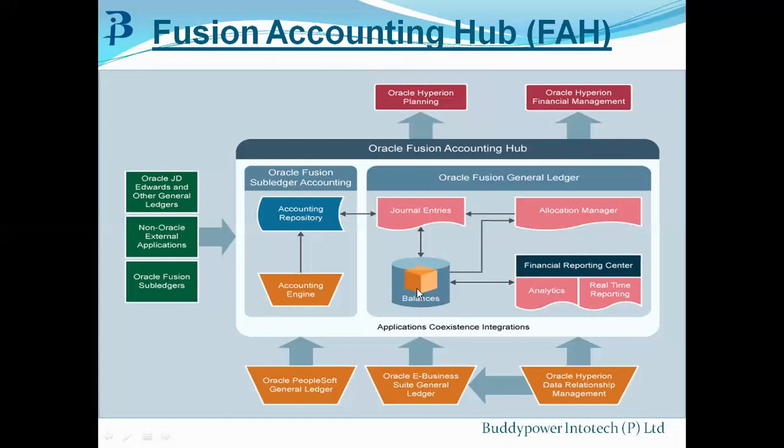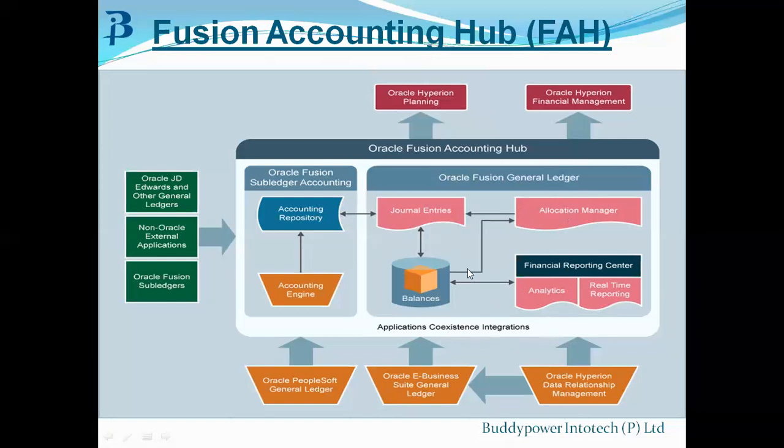So basically the balance cube is like the light at the end of the tunnel for the company. It's the destination where all your transactions want to be. The financial reporting center then provides financial reports and analysis using the data from the balance cube, which is used by the management for better decision making and productivity.